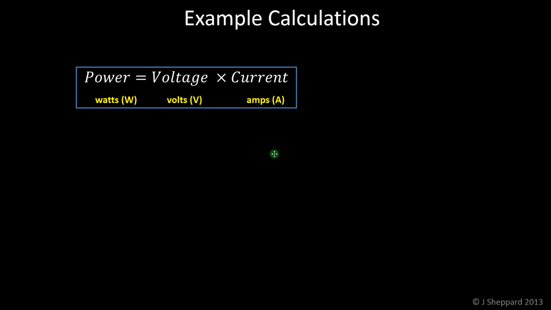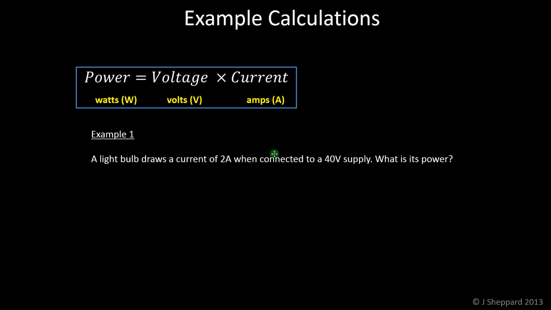Okay, so let's have a look at an example using this equation. A light bulb draws a current of 2 amps when connected to a 40 volt supply. What is its power? Whenever you get a calculation question, the first thing you should probably do is underline the quantities you've been given. So there's current of 2 amps, 40 volts, and also we need to know what we're looking for, which is power.